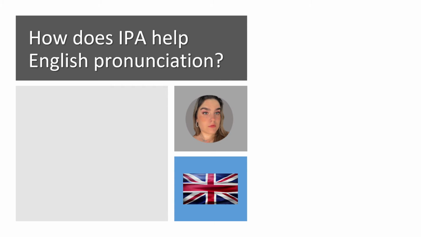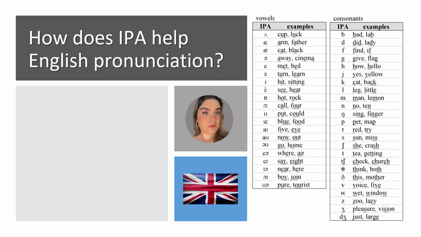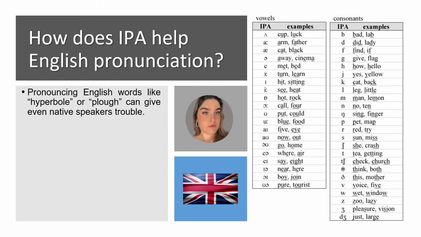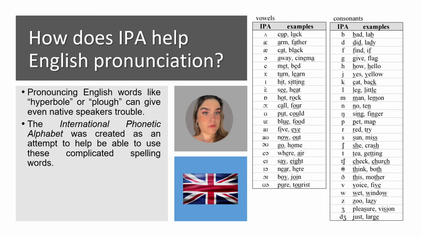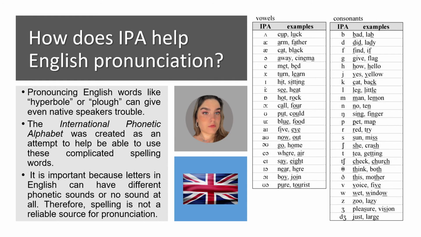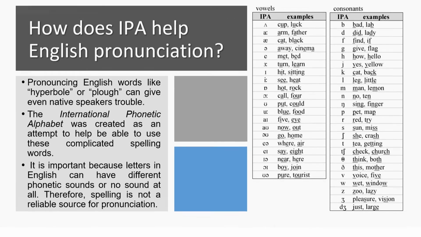In case you're wondering how this alphabet helps to solve the problem of pronunciation and phonetics, it's simple. English words like hyperbole or plot can give even native speakers trouble. The International Phonetic Alphabet was created as an attempt to make these complicated spelling words easy to use, and it aims to reproduce all existing sounds in language. Also, it is important because letters in English have different phonetic sounds or no sounds at all. Therefore, spelling is not a reliable source for pronunciation.